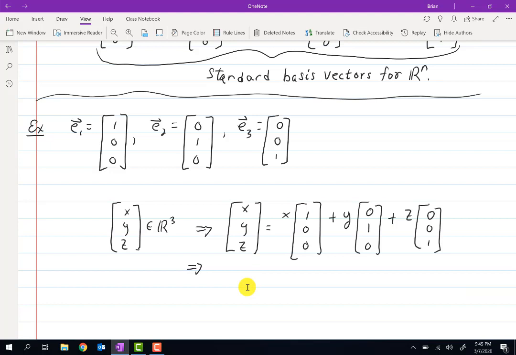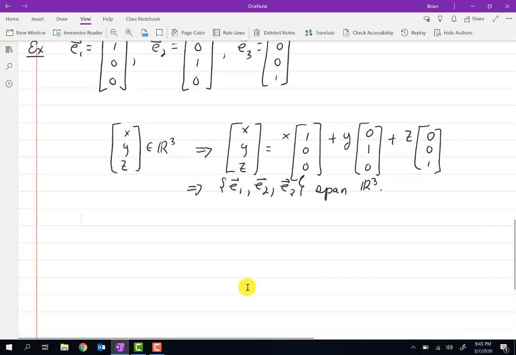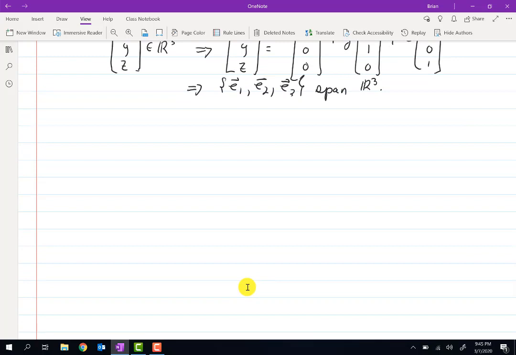So this implies that E1, E2, E3 span R3. And in fact, let me draw a picture of these 3 things. If you haven't taken Calc 3 or a physics class, then you may not have seen this before, but this is a way to draw a 3-dimensional coordinate system. This is a representation of R3. And so what we have here, we put a 1 here, a 1 here, and a 1 here.